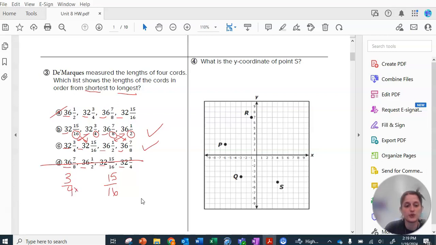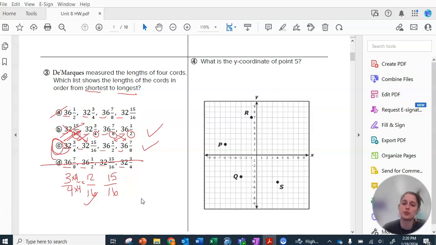So 4 times 4 makes 16. If I just multiply by a fancy 1 of 4 over 4, then 3/4 is not going to change in size, it'll just change in the way it looks, which is what I want. 3 times 4 is 12. All right, which one is least, shortest, 12 16ths or 15 16ths? 12 16ths, so we want that 3/4 to go first. B is not our answer, C is.